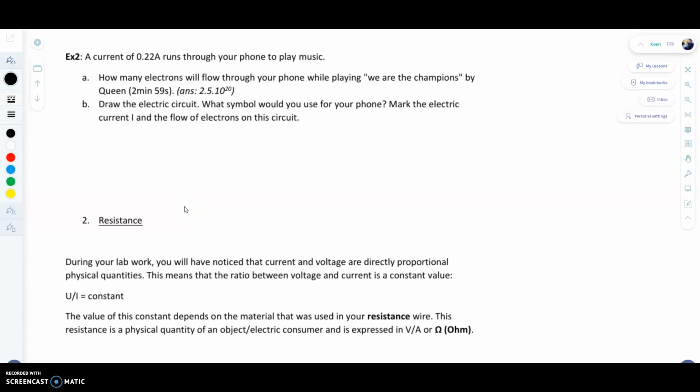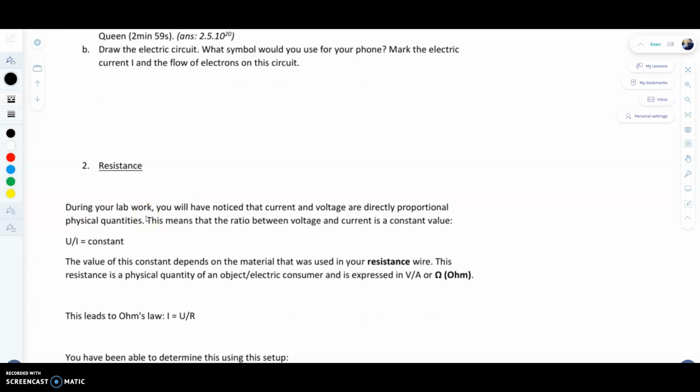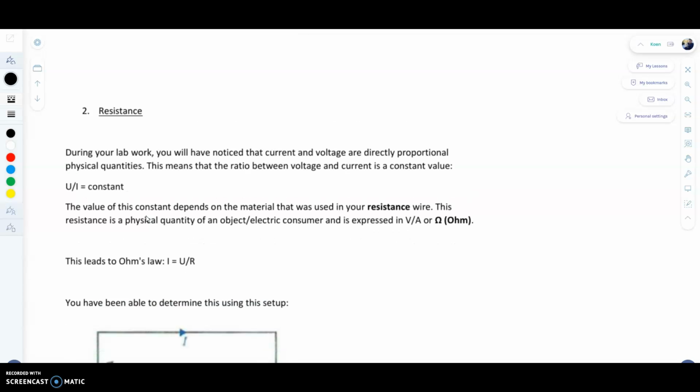If we're considering current, we also have to consider resistance. If you apply voltage to a closed loop, current will flow from the positive pole to the negative pole. However, the ratio of the voltage and the current it causes is a constant one, and you'll be discovering that during some lab work.